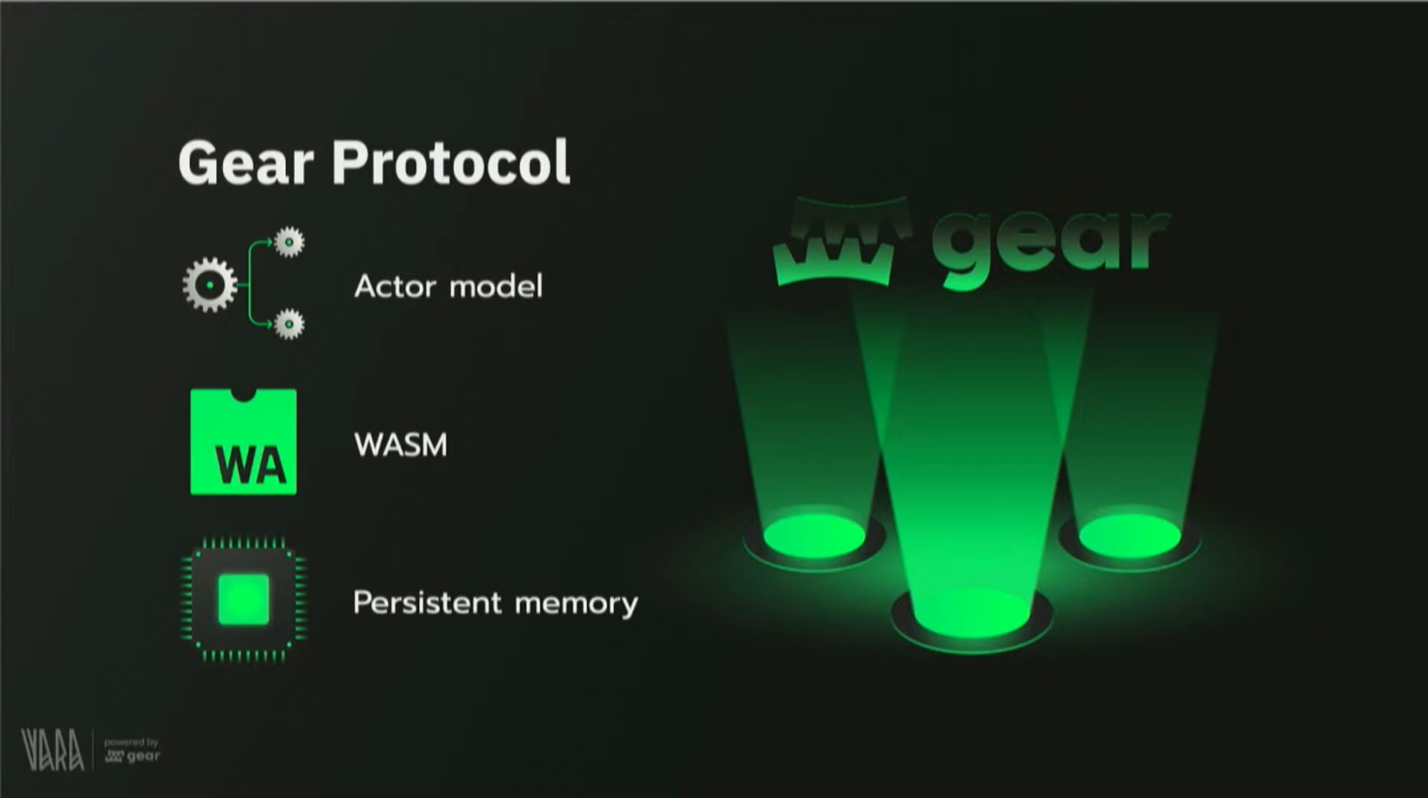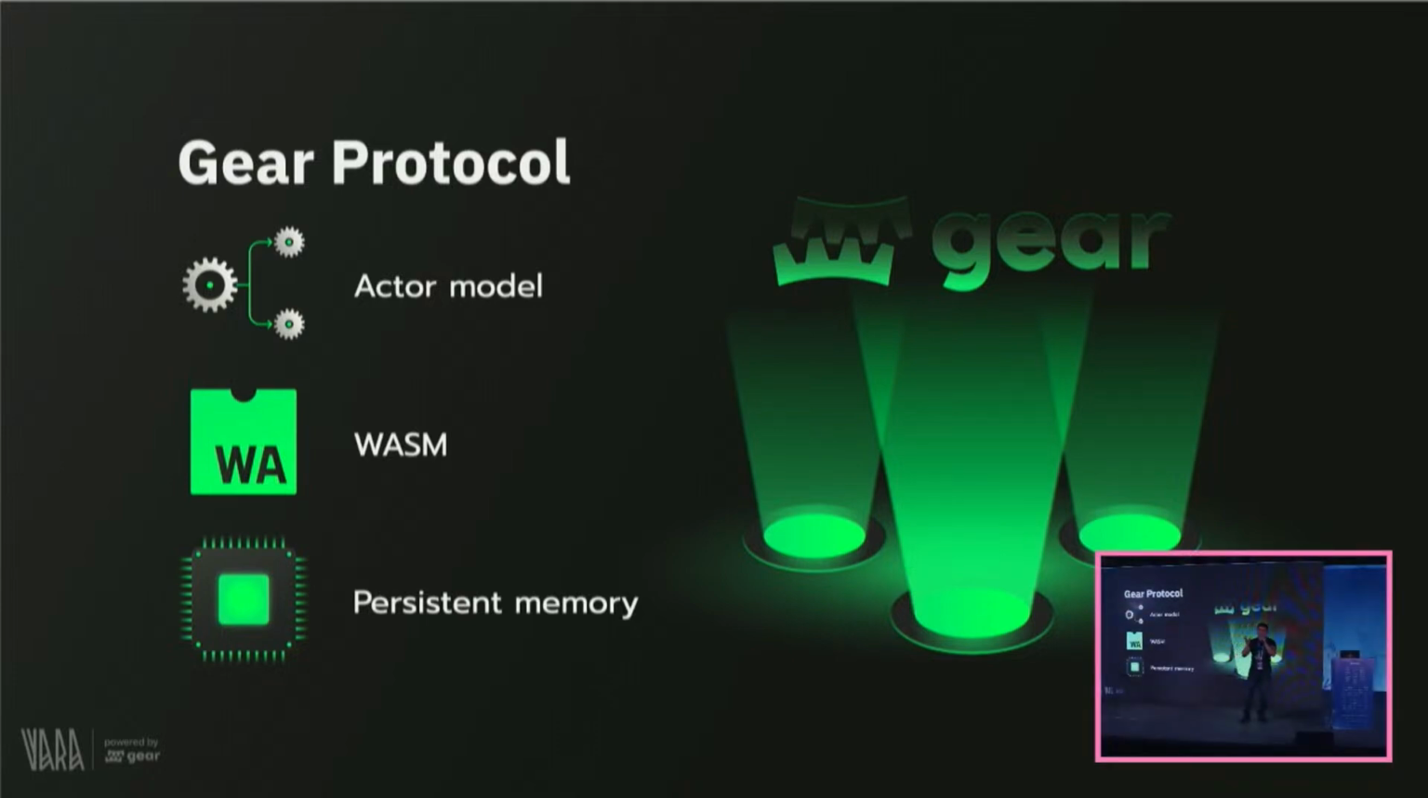Okay, so what are the cool things about the Gear protocol? We have three pillars. The first one is the actor model. This paradigm is really interesting because basically you can see a basic computational entity as a model. Everything is an actor. An actor can communicate with other actors, and this kind of communication is asynchronous. This is really important because that makes part of the parallelism, which basically brings fast transactions.